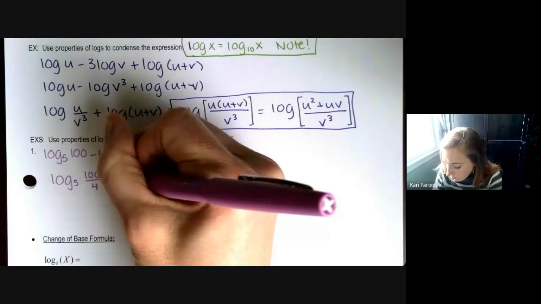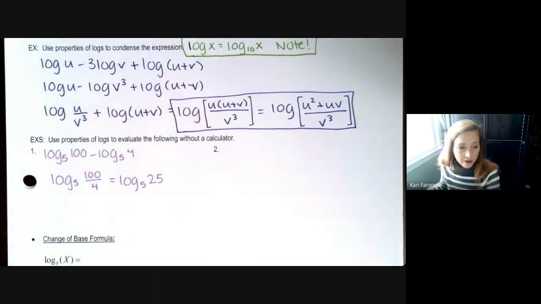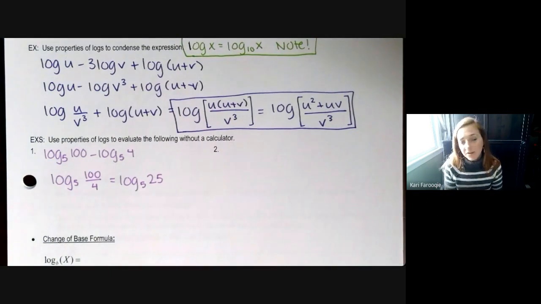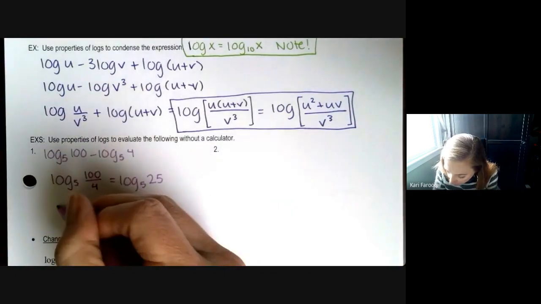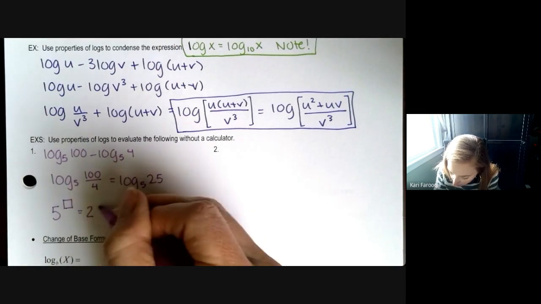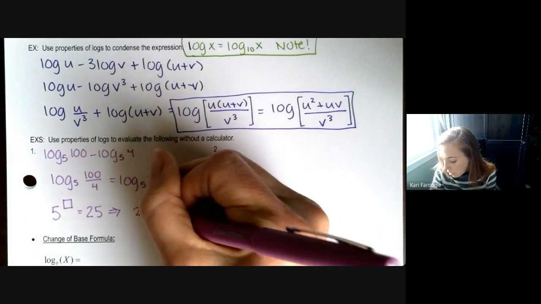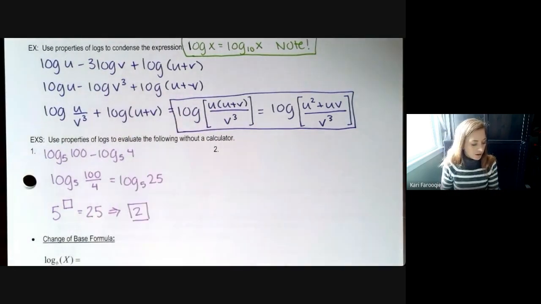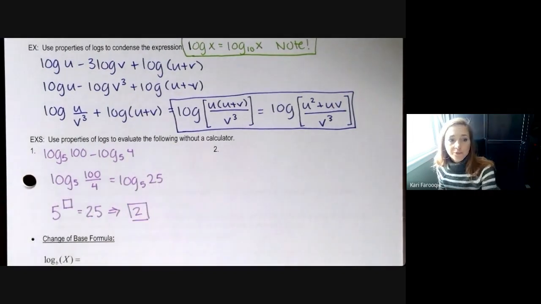And now we have the log base 5 of 25. And now this is something that we can figure out because we can use the exponential form to determine this. I know that 5 to some power is 25. So that means the power that we're looking at is 2. 5 squared is 25. So the log base 5 of 25 is 2.